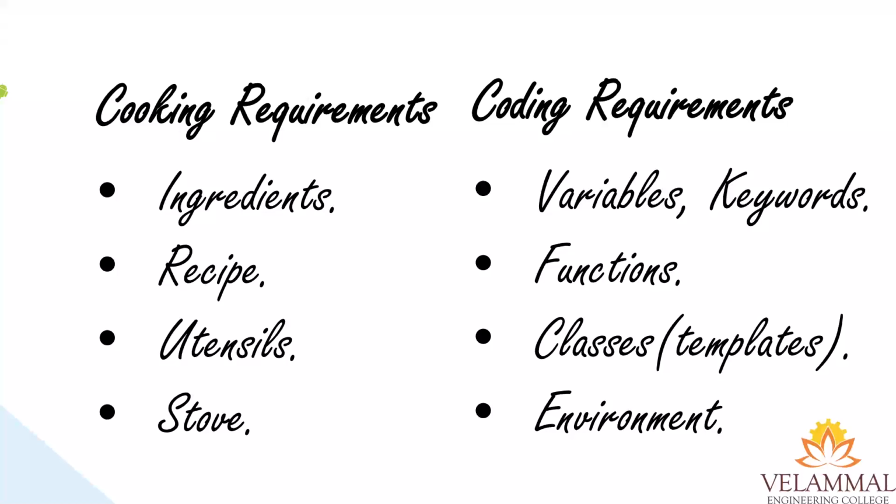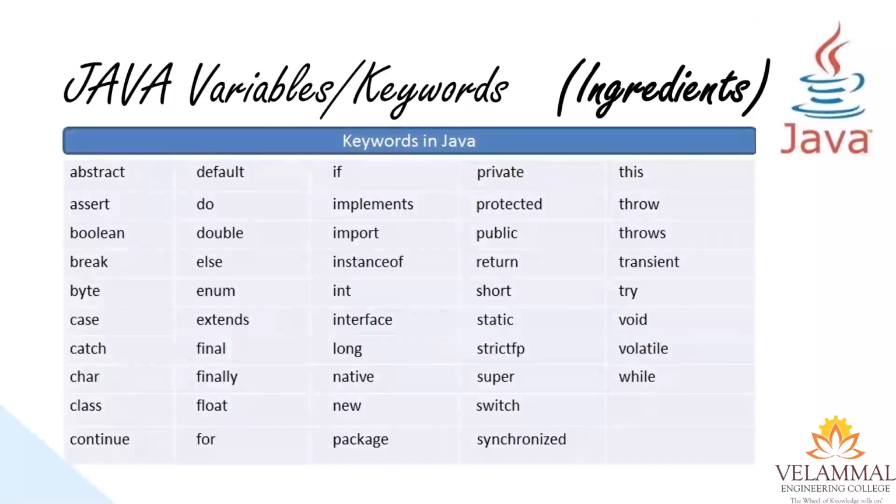So let's start correlating. The base ingredients, that is, the stuff that is required, as in the atoms of the subject, are variables and keywords. So let's go ahead. This is a very big table, but we are not going to be using all of this table.